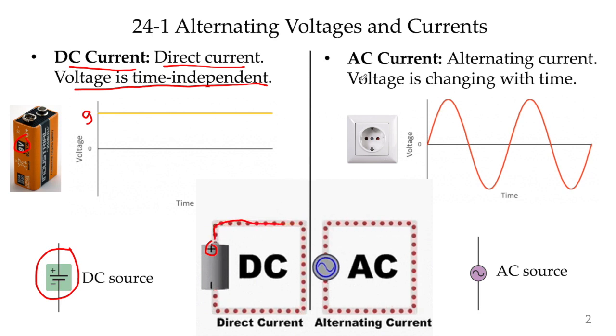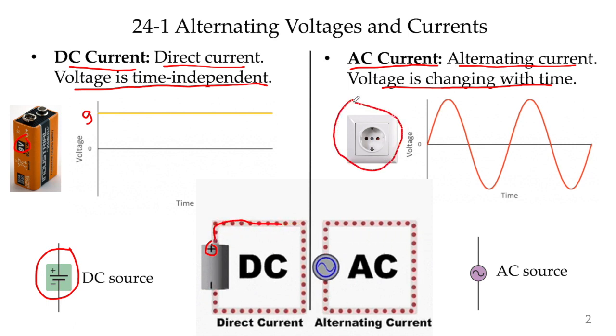Now let's come to the AC current. AC means alternating current. Alternate means change. So the voltage and also the current that we're going to see in the following slides, the voltage is changing with time. So where can you find AC current? One example is the outlet, right? The sockets on the walls, they provide AC current.